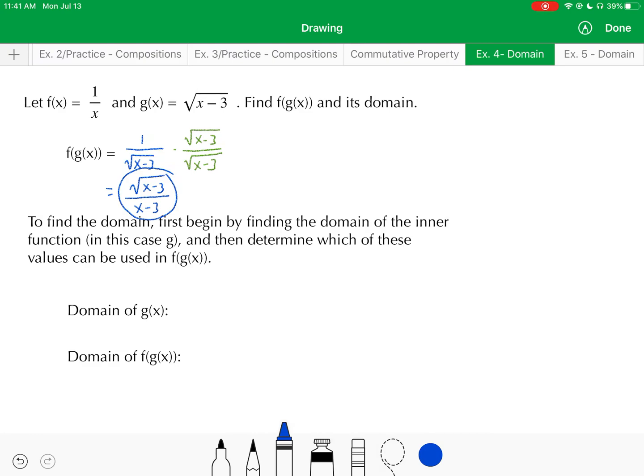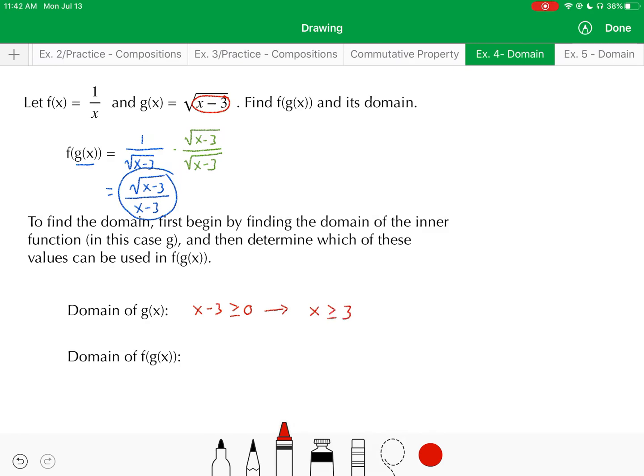Now, to find the domain of this composition, you can't just focus on the result that I just circled. You have to first begin by finding the domain of the inner function, which in this case is g of x. So g of x is a square root function. You can't take the square root of a negative number, right? So that means the expression underneath the radical has to be greater than or equal to 0, which means x has to be greater than or equal to 3.